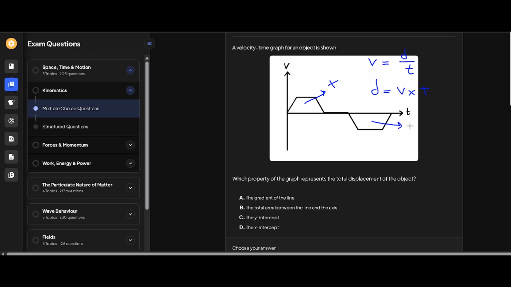So it cannot be the gradient. It would be the total area between the line and the axis that represents the displacement in this graph. Okay, so the answer would be B.